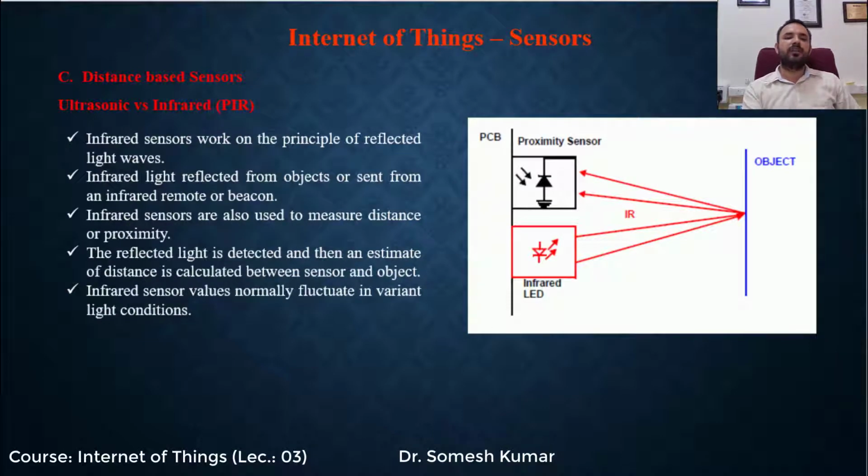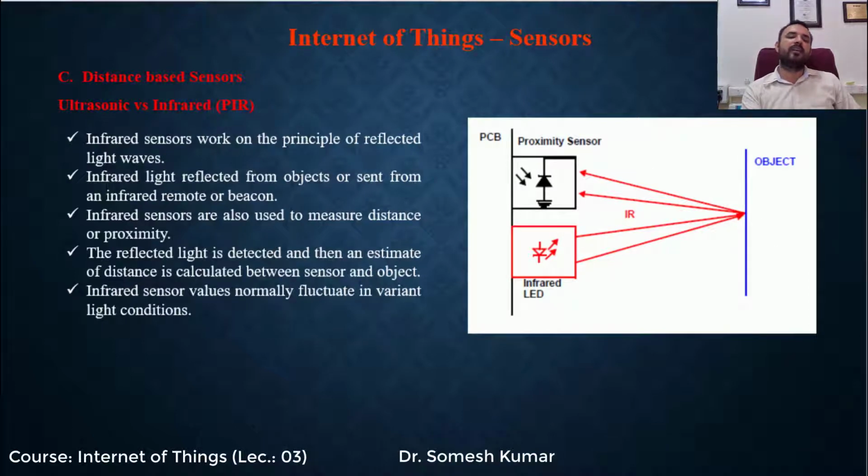So the next one is your infrared sensor. Infrared sensors work on reflected light waves. As shown in the figure, it consists of your proximity sensor and the infrared LED. This infrared LED transmits the IR waves, or infrared light waves. If an obstacle comes in front of these IR rays, then they are reflected back, and the proximity sensor receives these infrared rays. The time taken in transmitting and receiving the IR waves is used to calculate the distance between the sensor and the object.